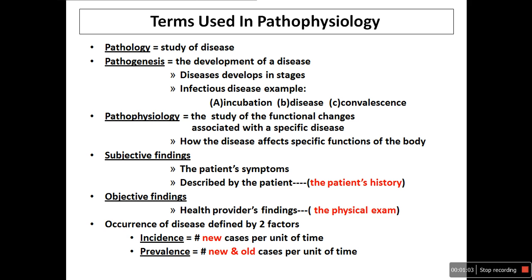Terms used in pathophysiology. المصطلحات اللي تستخدم في علم أمراض وظائف الأعضاء. Pathology. We all know that logy means a study of. Patho means disease. So pathology is a study of disease.